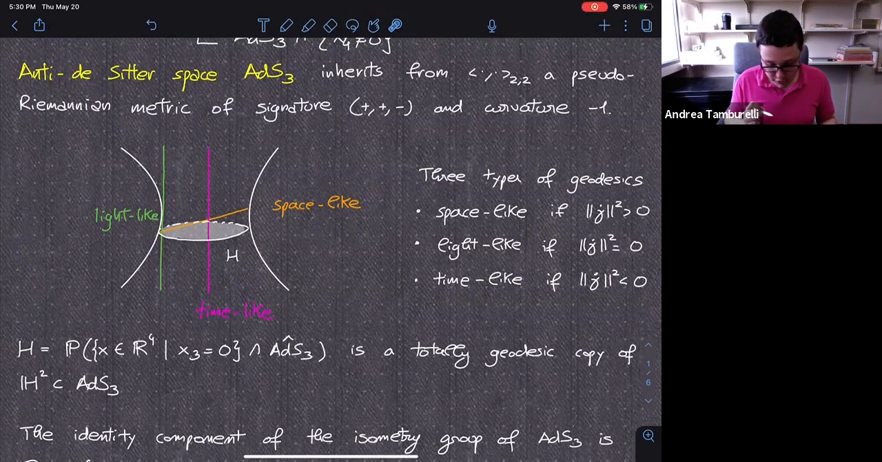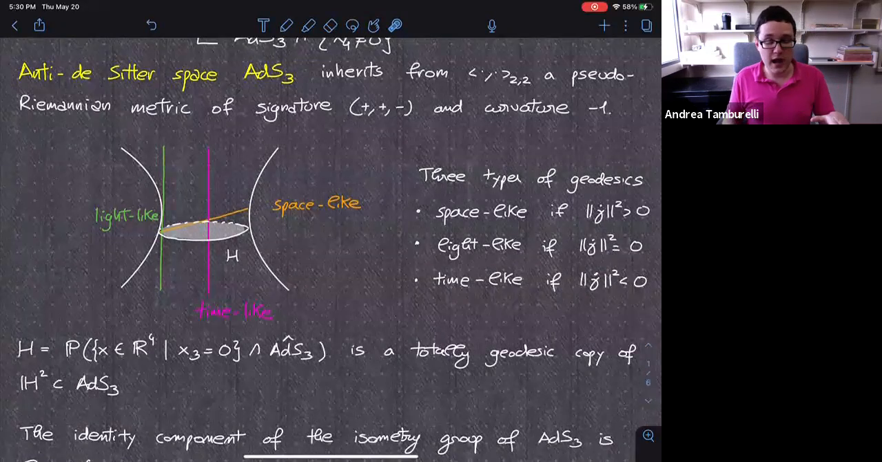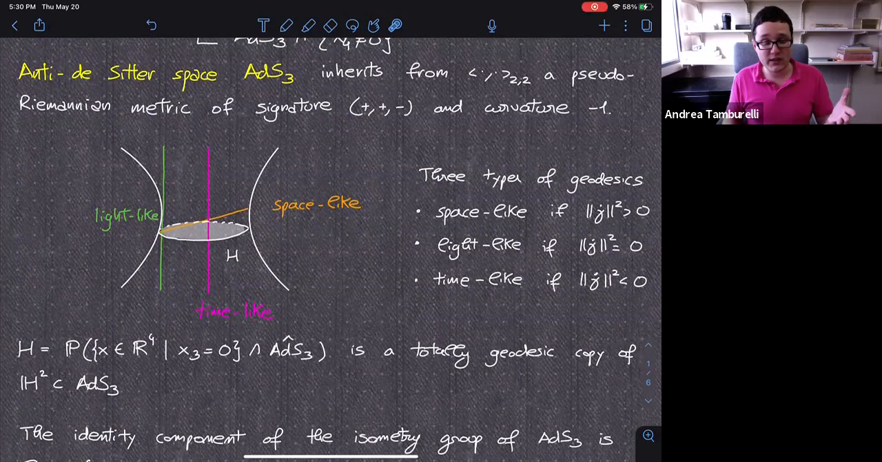Another thing that we are going to use is the fact that inside anti-de Sitter space, we can find a totally geodesic copy of the hyperbolic plane. And this is simply given by the intersection of the hyperplane x3 equals 0 with anti-de Sitter space. And if you think about it a little bit, you see that this is exactly the projectivization of the standard hyperboloid in R3 embedded inside R4. And so this is the hyperboloid model of hyperbolic space.